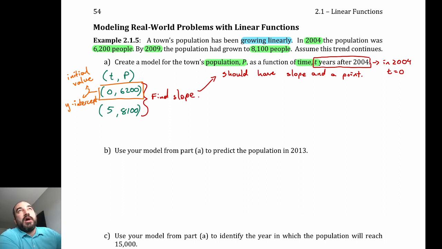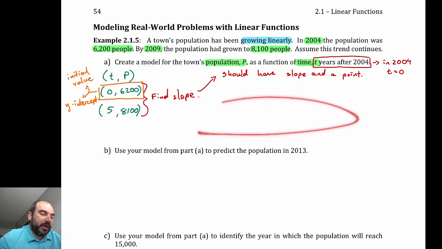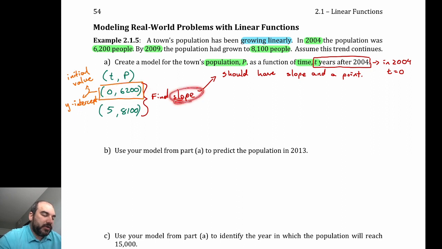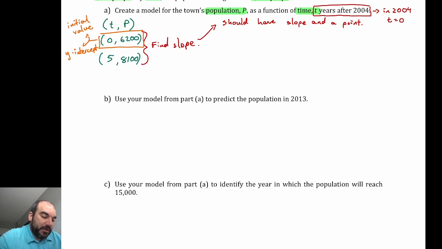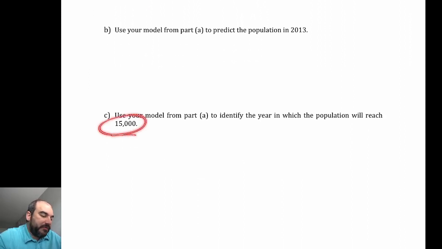So you could use slope-intercept form here because you'll have the slope and the intercept, specifically this point here, or you have the slope and either of these 2 points to use with the point slope form. So you should be able to create a model, write the equation for this using the slope and a point, or you can use the slope and y-intercept to write the equation as well. And then you can do some predicting. Once you have your equation, you can figure out what 2013's population would look like based on your model. And then you can also figure out when your population will reach 15,000.